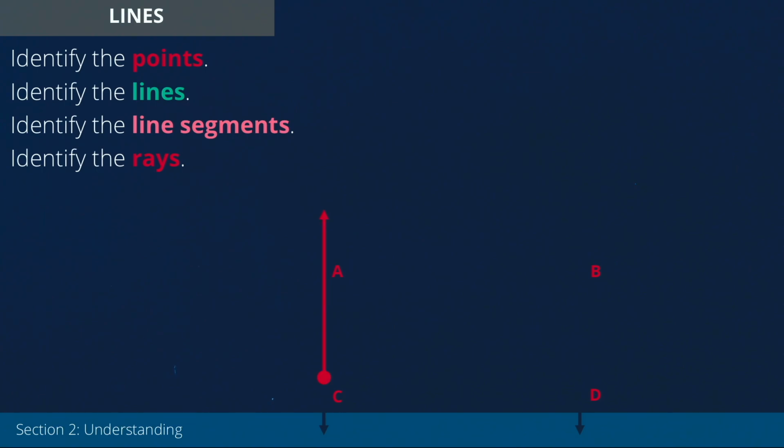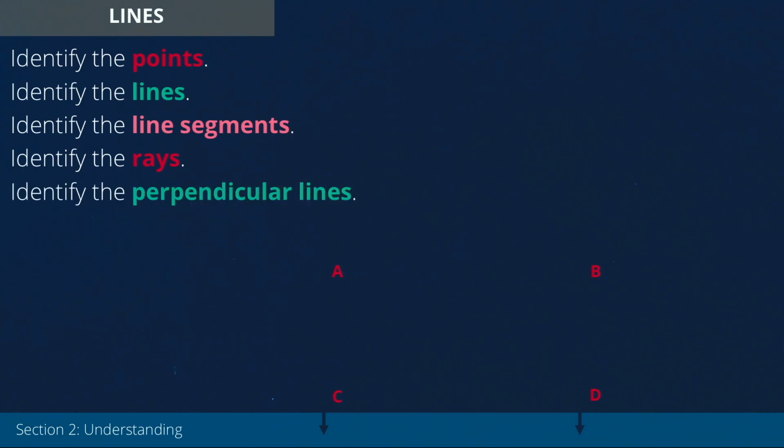Then I could identify different rays that I see. Here I see a ray from C past A, or I see a ray from D past B, or from A past C, or from B past D, and so on. You can see I could see several rays here.